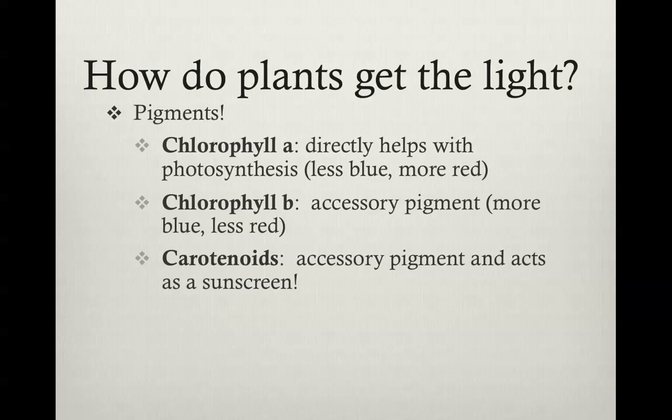Each one helps out the plant in a different way, and chlorophyll A is the most important because it is a direct help with photosynthesis. Chlorophyll B and the carotenoids are what's known as accessory pigments. These are pigments that just help out photosynthesis. But in general, pigments, specifically chlorophyll, which I'm sure you've heard of, is the one that is most important in capturing the light energy from the sun. So without these, photosynthesis does not occur.